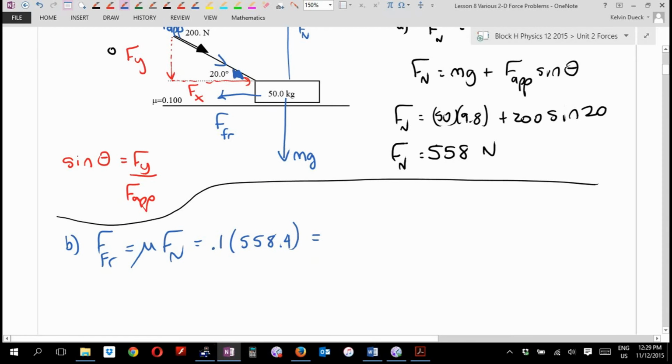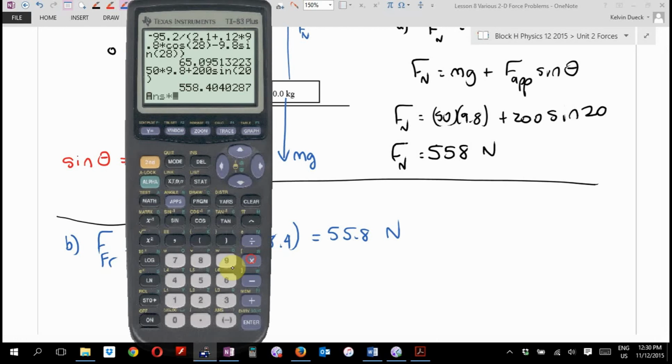Don't reach for your calculator. Isn't timesing by 0.1 just the same as dividing by 10? I mean, you can try this, but isn't the answer going to be 55.8 newtons, I hope? I see someone looking a little dazed. Right, 55.84, blah, blah, blah.